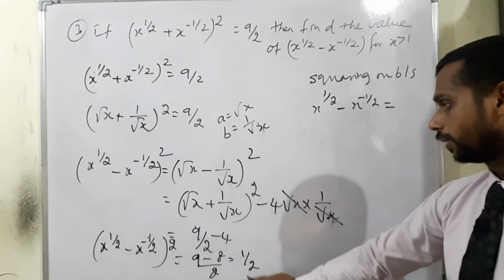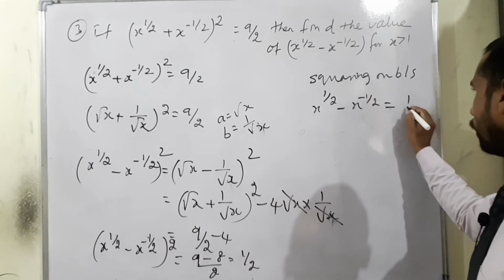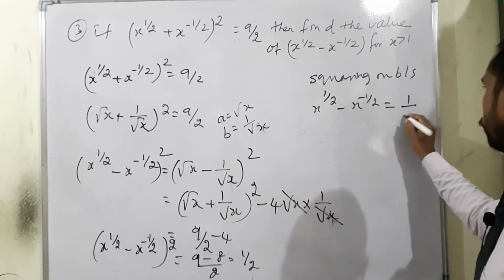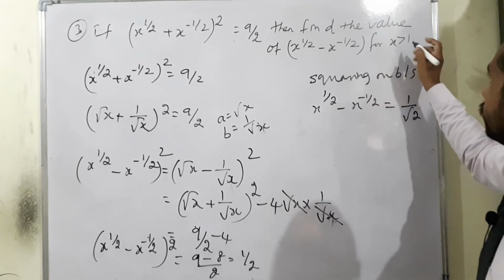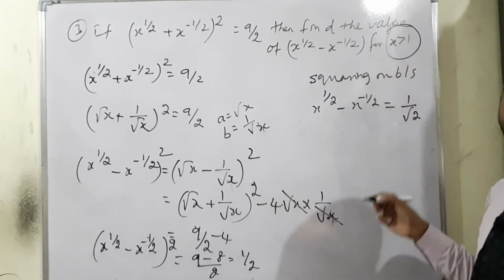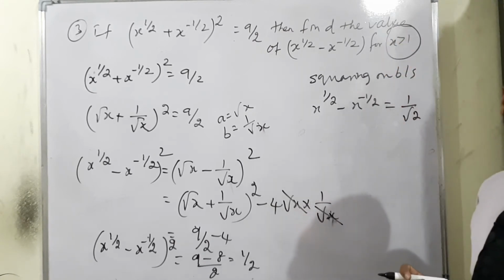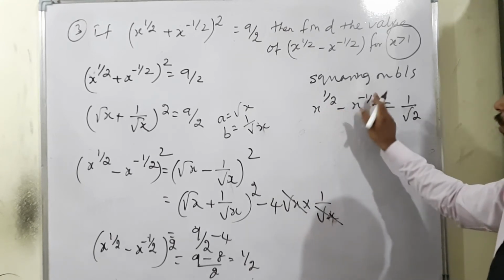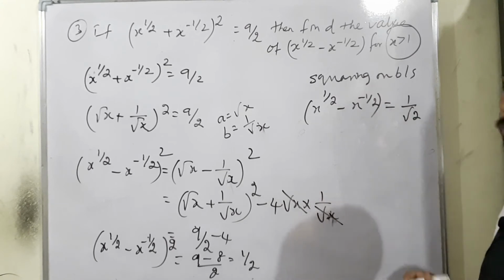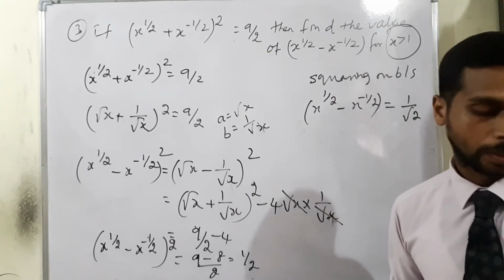It will be equal to the opposite side. Square root of 1 means 1 will come. Again, square root of 2 means square root of 2. But plus or minus will come. But the condition, listen very carefully, is greater than 1. Therefore, the answer will be positive 1 by root 2. This is the final answer: x to the power 1 by 2 minus x to the power minus 1 by 2 is equal to 1 by square root 2. Okay, I will continue with the next question.